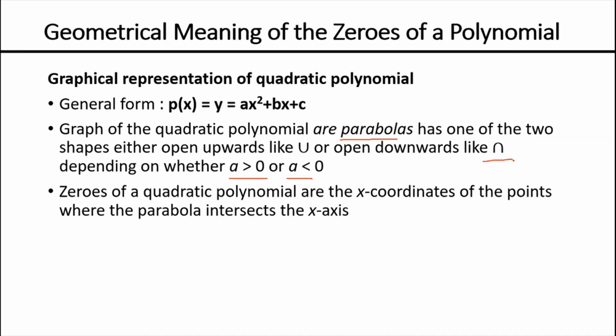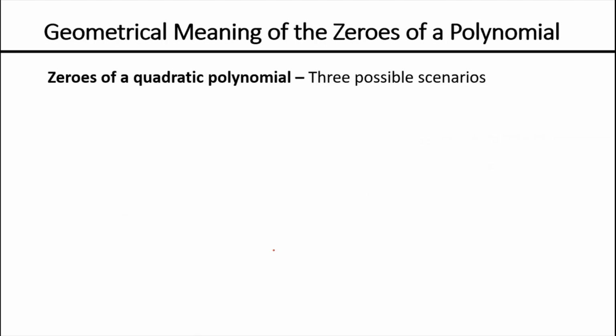Similar to linear polynomial, the zeros of quadratic polynomials are the x-coordinates of the points where the parabola intersects the x-axis. For linear polynomial, we had seen that there is a maximum of 1 zero. In case of a quadratic polynomial, there are three possible scenarios. There will be either two zeros, 1 zero, or no zero.